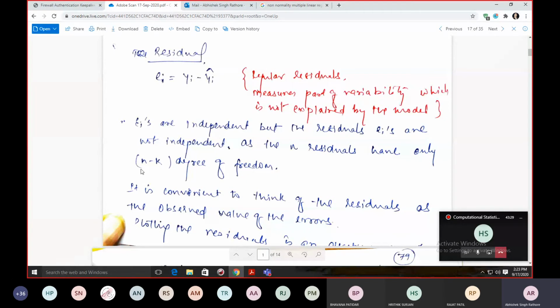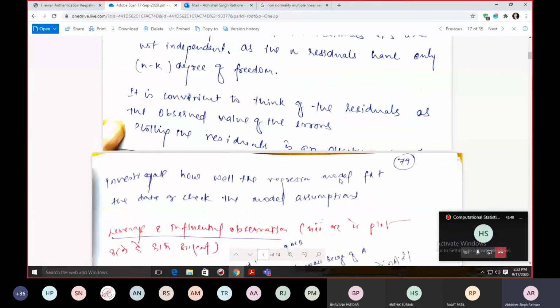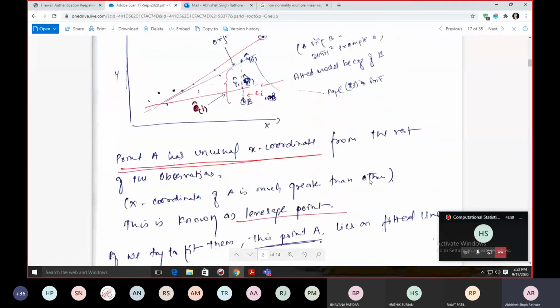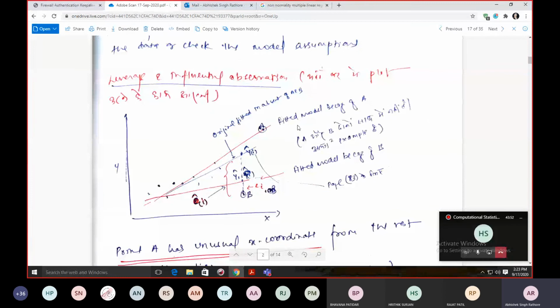Now, it is very convenient for us to think of the residuals as observed values of the error. So the residuals are considered to be the observed values, and we can plot all those residuals in a very effective way. Let's say we'll start with outliers, non-normality and abnormalities in our data.